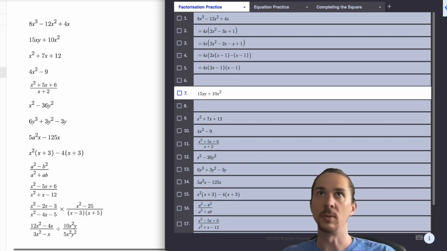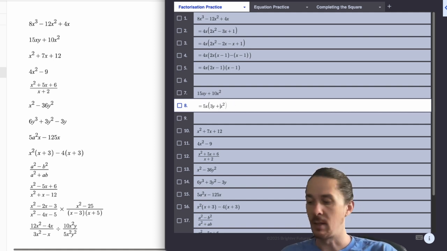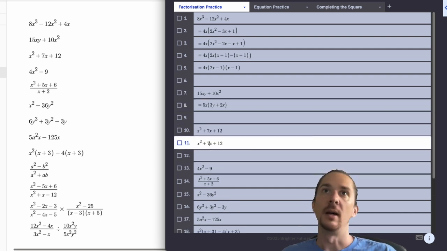Okay, so next one. In this case, we have 5x as our common factor, and so here it's going to be multiplied by 3y, and here it's going to be multiplied by 2x, and that is our final answer. Okay, so for this one, we have a monic quadratic, and we need two numbers that add to 7 and multiply to 12.